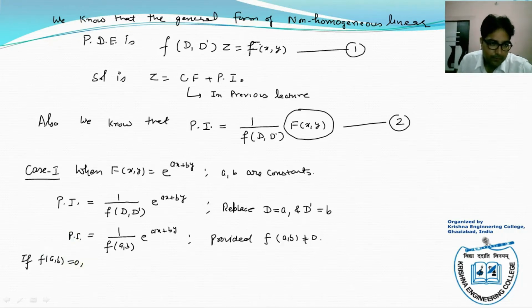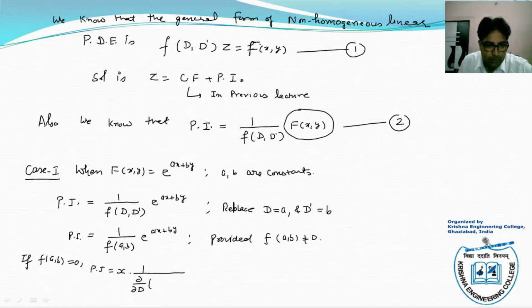In this case, PI becomes: multiply by x and differentiate partially with respect to capital D. If we multiply x, then differentiate partially with respect to D. If we multiply y, then differentiate partially with respect to D dash. Here we differentiate partially with respect to D, so multiply by x. Clear?